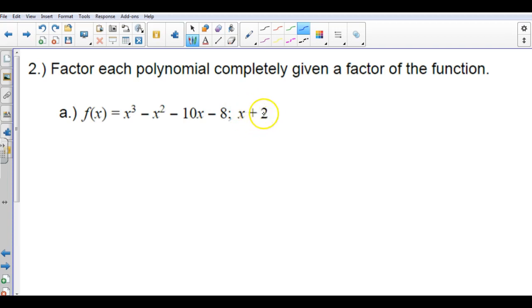So let me show you. Starting with this one, we take the opposite of x plus 2. So I put a negative 2 here. Notice it goes from 3 to 2 to 1 and then a constant. So no placeholders. So 3, negative 1, negative 10, and negative 8. I'm going to bring this 1 down. Negative 2 times 1 is negative 2. Add negative 1 plus negative 2, which is negative 3. Negative 2 times negative 3 is positive 6.